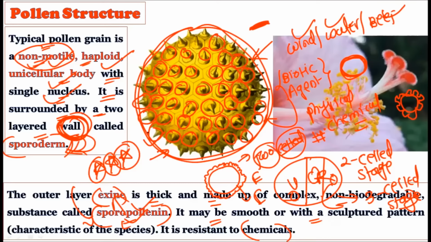So the pollen grain is made up of two layers. The outer one is called the exine, which is a thick layer, and it is made up of a complex non-biodegradable substance called sporopollenin.